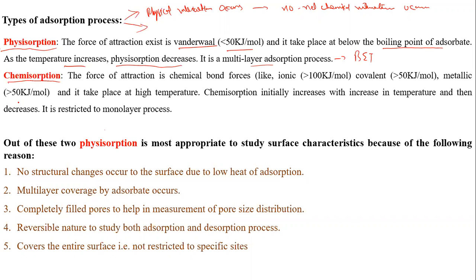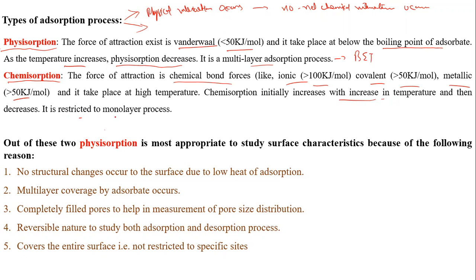Chemisorption is the reverse of physisorption. It means there is chemical bonding, chemical interaction, taking place between the adsorbate and the adsorbent. Like we have ionic interaction, in which the interaction energy is greater than 100 kilojoule per mole. If we talk about covalent, then it is greater than 50 kilojoule per mole. Like we have the metallic bond, that is 50 kilojoule per mole, and usually chemisorption takes place at higher temperature. So chemisorption initially increases with increase in temperature up to a certain point, and then it starts decreasing.